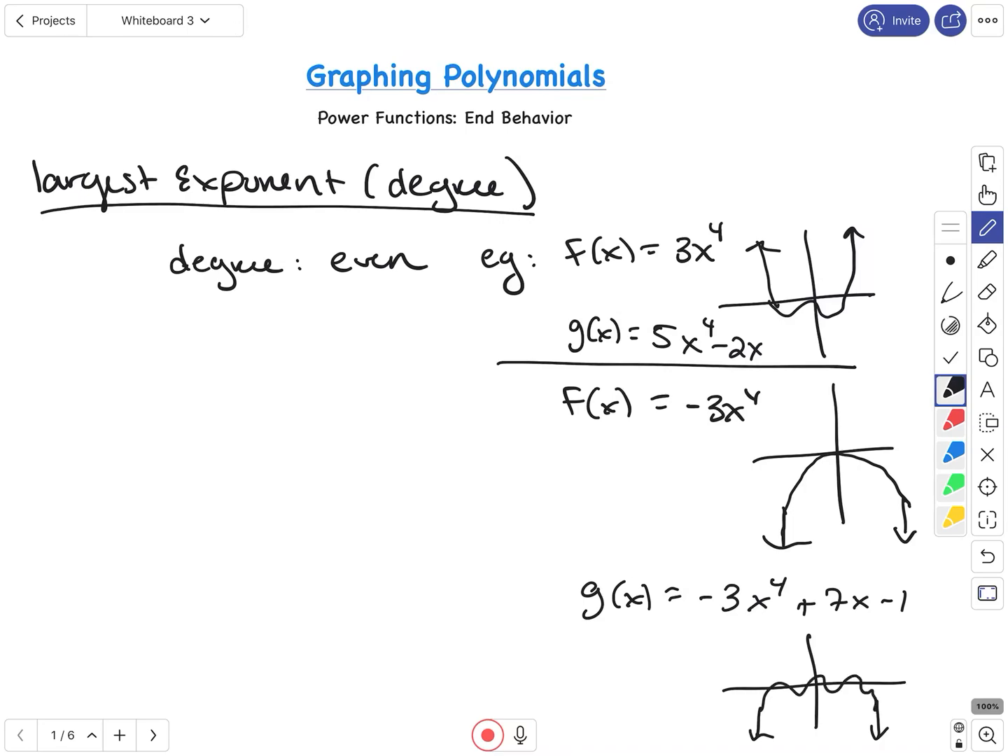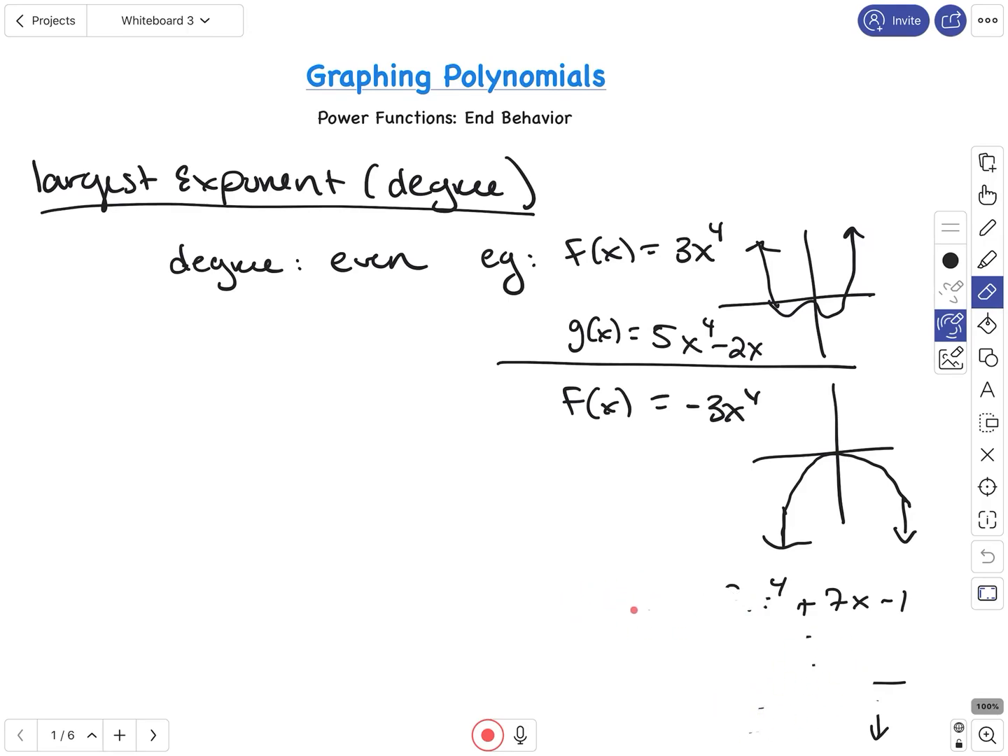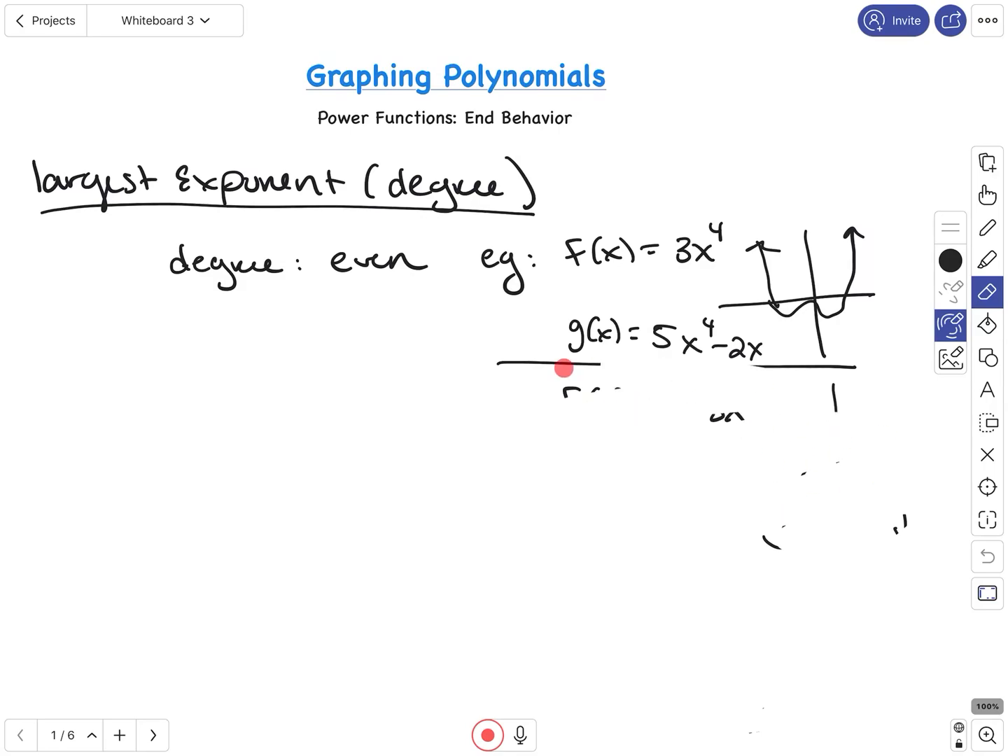Okay, on the other hand, if the degree is odd, so if the degree is even, let me summarize this by this. Let me make this a little bit larger, go a little faster with the erasing. Bear with me. I am an amateur.